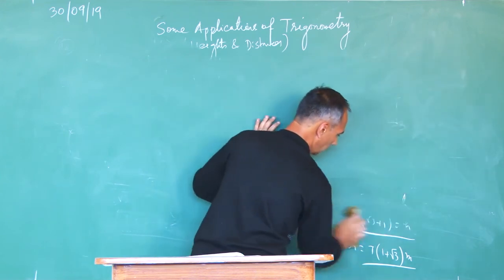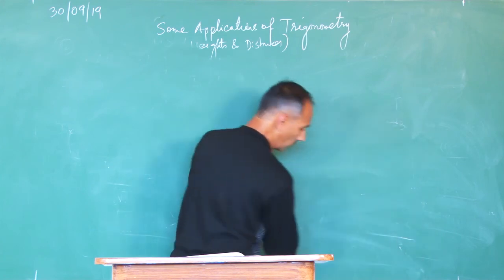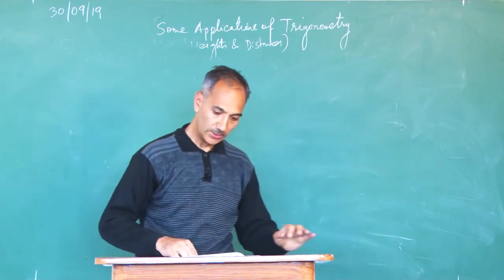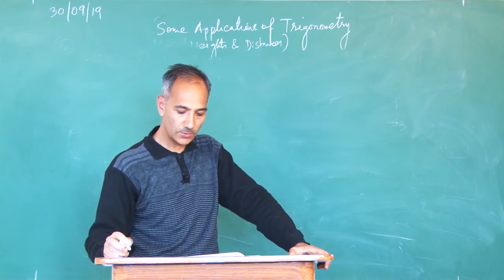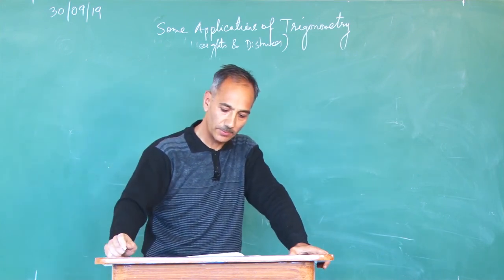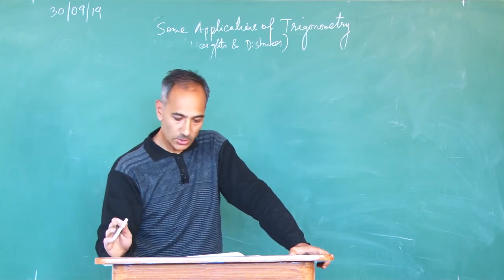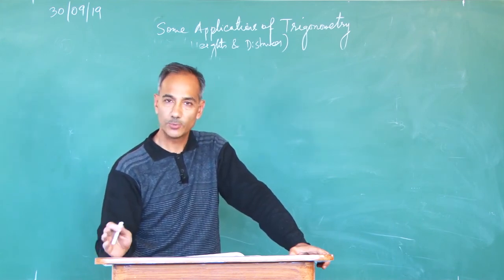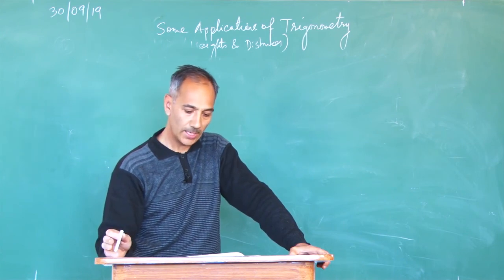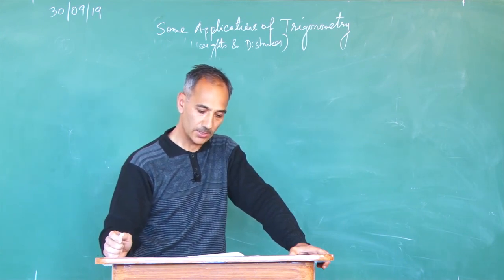A little bit different than what we have been doing. The angle of elevation of the top of a tower from 2 points at a distance of 4 meters and 9 meters from the base of the tower. So there's a tower whose height is not given, but you have to prove that the height of the tower is 6 meters.